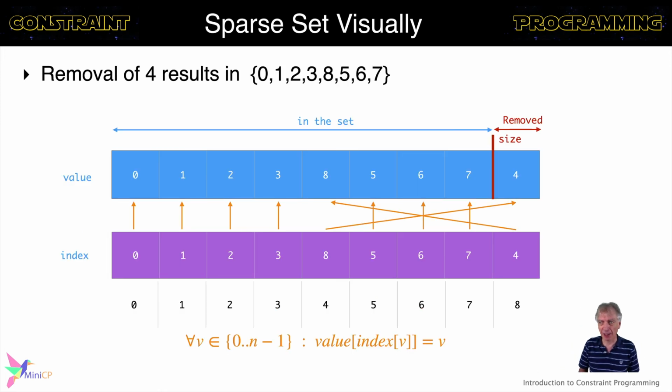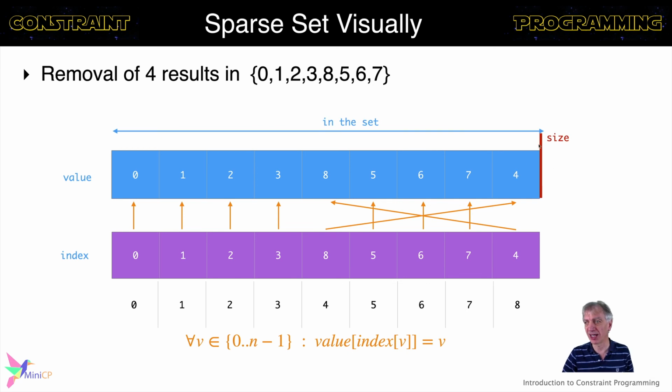So I removed the value 4 here. So these values are in the set, and obviously 4 is not in the set. But assume that I want to restore, to undo the fact that I have removed 4. I want to restore 4 in the domain because I made a choice, but the propagation failed. Now I have to restore the domains as they were before I made that choice. Can I do that efficiently? Yes, I can. The only thing that I need to do is move size over there.